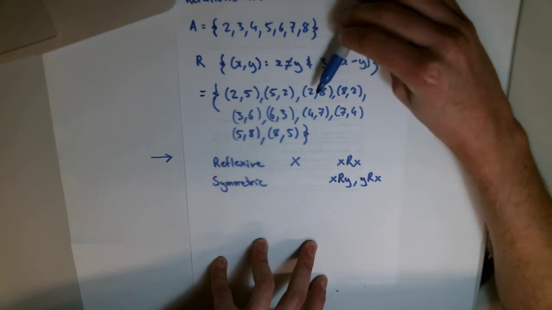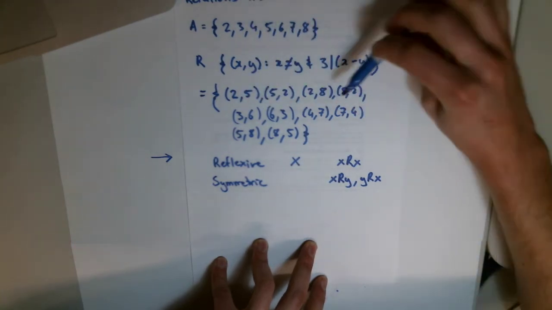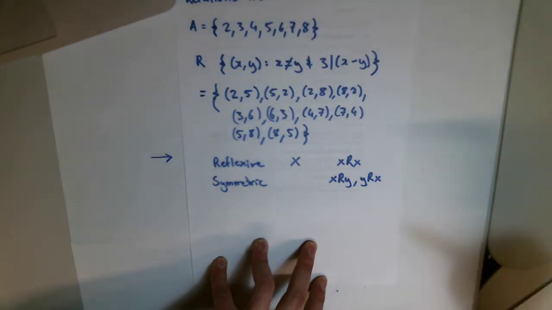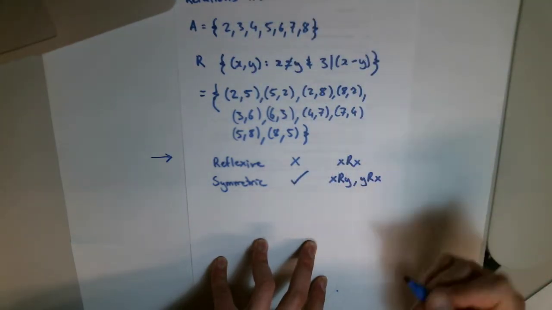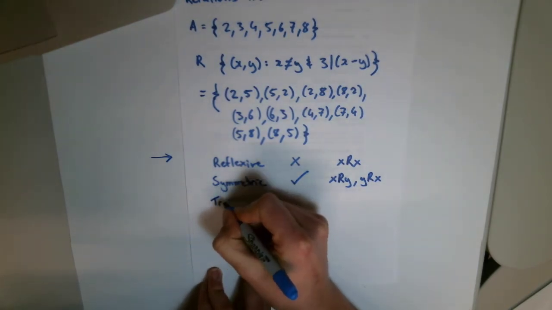Is it true for the next one? 2 to 8, 8 to 2, yes. 3 to 6, 6 to 3, yes. 4 to 7, 7 to 4, yes. 5 to 8, and 8 to 5, yes. So that means all of these elements are symmetric, and therefore this is a symmetric relation. Moving on now, we'll check whether it's transitive.